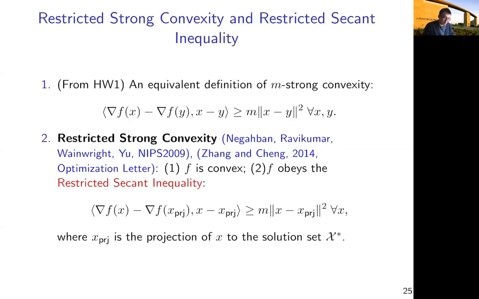In fact, restricted strong convexity is saying that f is convex first of all. So there are two legs, and the second leg says f obeys a condition similar to this equivalent definition of strong convexity, but by substituting y with the projection of this particular x onto the solution set x star.